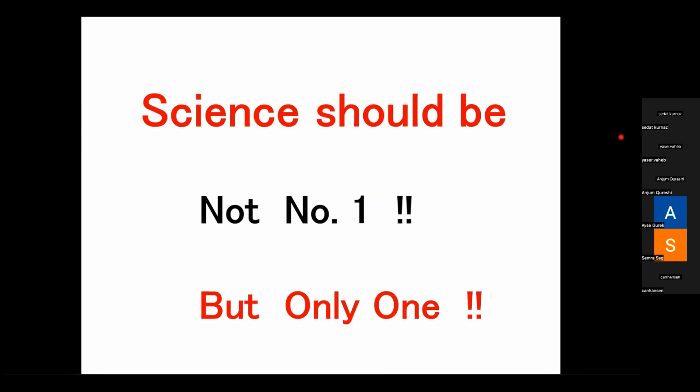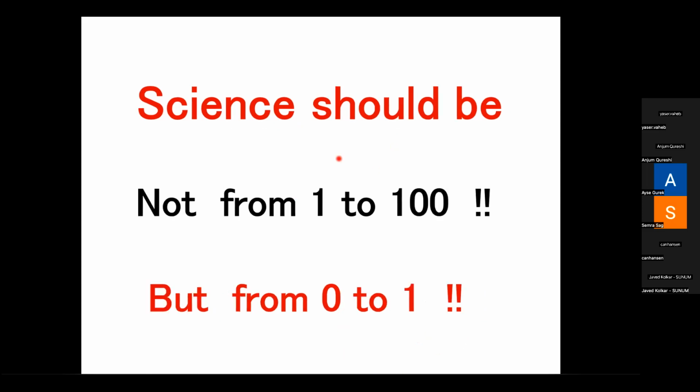So science should be not number one, but only one. If the number one is overcome by another researcher, number one becomes number two, number three, number 10. Nobody remembers number 10. But the only one, even if you forget, you can check the textbook. You can find the only one in the textbook. So science should be only one. Science should be not from 1 to 100, but from nothing to 1. Just 1 to 100 is just the development of a researcher's work. No science.